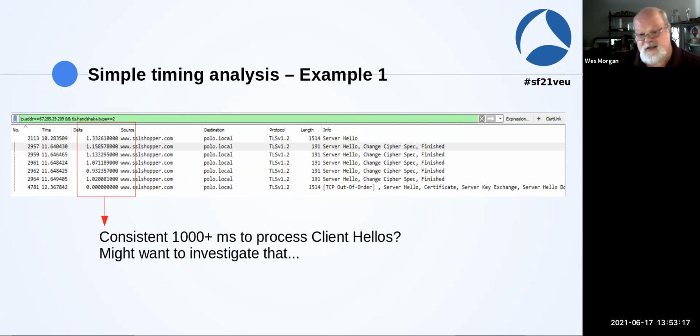This is just the simplest example, but this is one where you will often get your first clues or your most obvious clues. Let's take a look at another example.